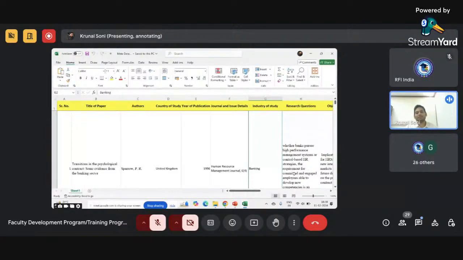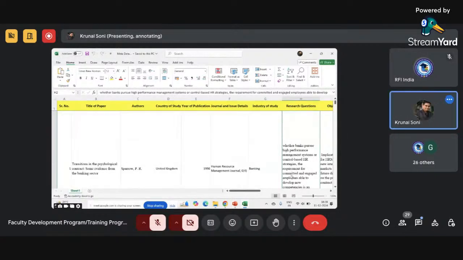The industry which you are focusing on, banking. What kind of research questions have been covered in this research, scope. Scope is in the industry, right? Just now you mentioned scope. What is it? Not scope, industry.